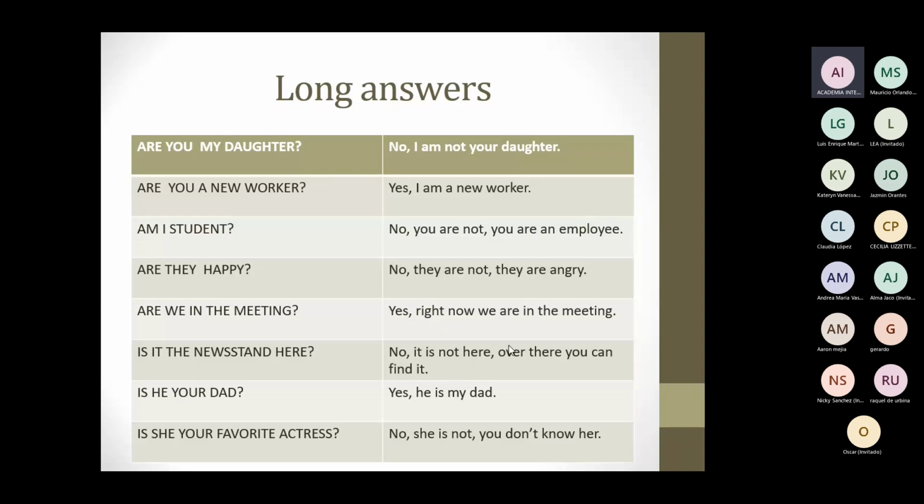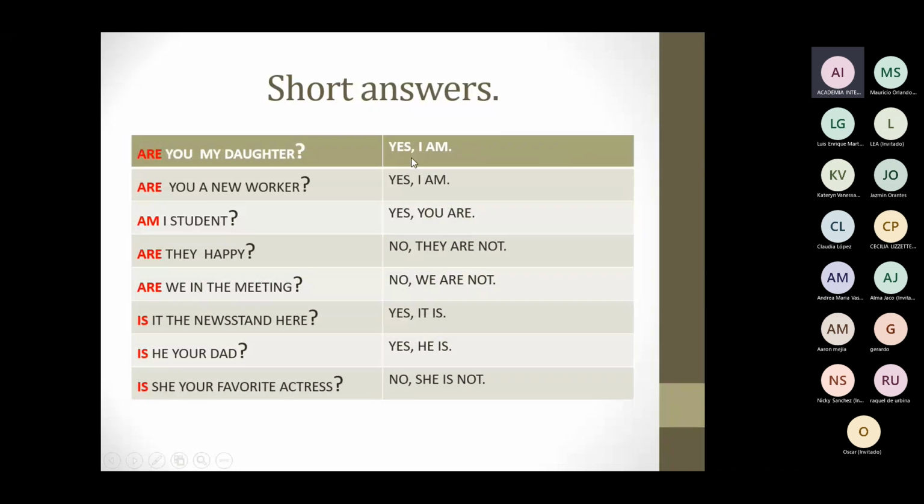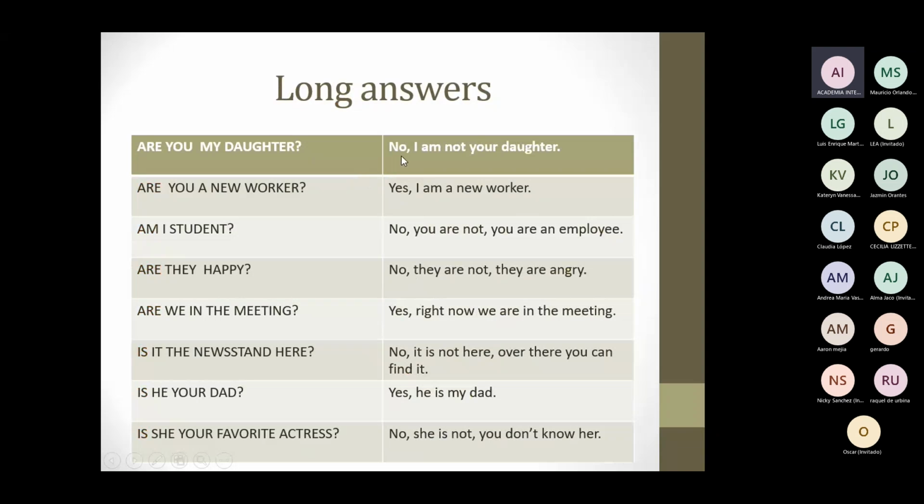So if we pay attention in this part of this activity, the only thing that has changed is that the answers are different, right? In the first part of the activity, we only answered like, yes, I am, yes, you are. But in this part, everything has changed. So we added more information to the answers. Hemos añadido más información a las respuestas. So we added more vocabulary to the answers. In this part, it's not necessary to only say yes, I am, yes, you are, no, you are not. We must pronounce more vocabulary. Debemos pronunciar más vocabulario.